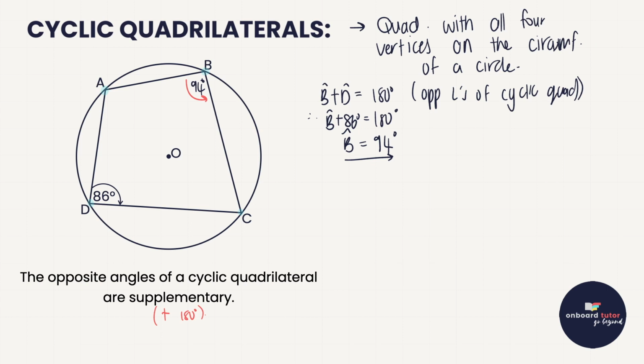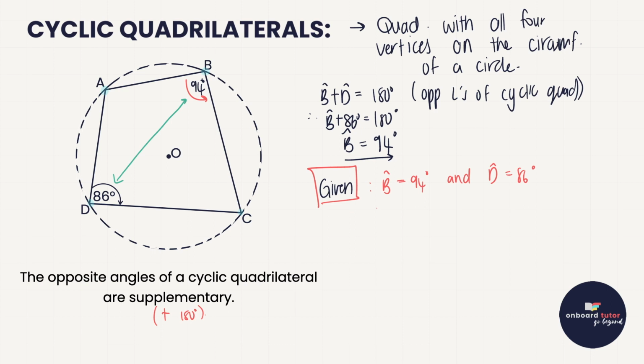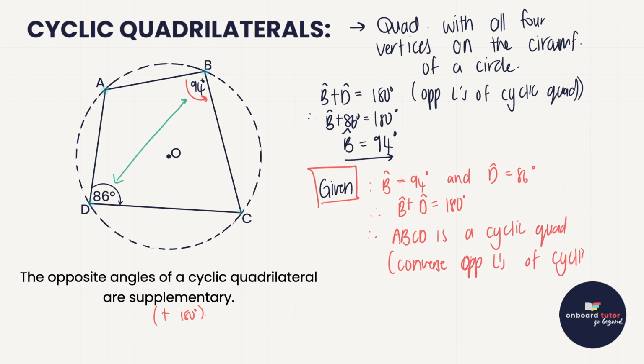Alternatively, I'm sure you knew it was coming by now, sometimes they don't actually draw in the circle, but they'll give us angles like this. Okay, so let's say we are given the fact, let's actually do this in another color, that we know that 94 plus 86 is 180. But given the fact that angle B is equal to 94 and angle D is equal to 86, therefore B plus D equals 180, then we may conclude that ABCD is a cyclic quad. And the reason that we would use there is converse opposite angles of a cyclic quad.